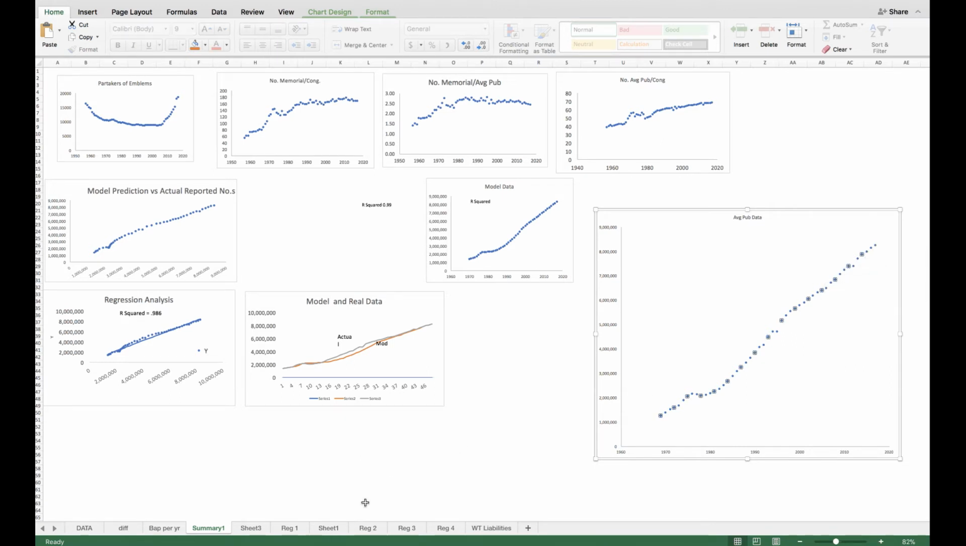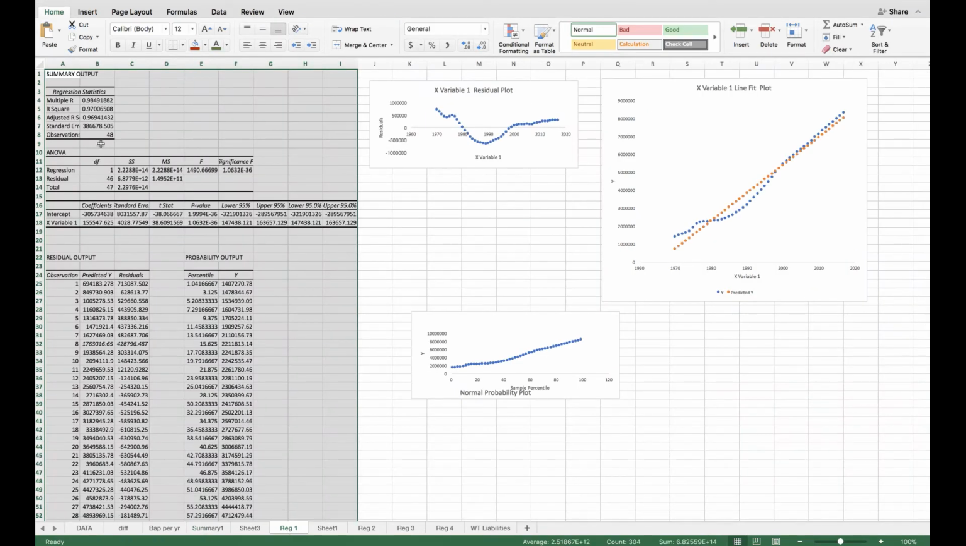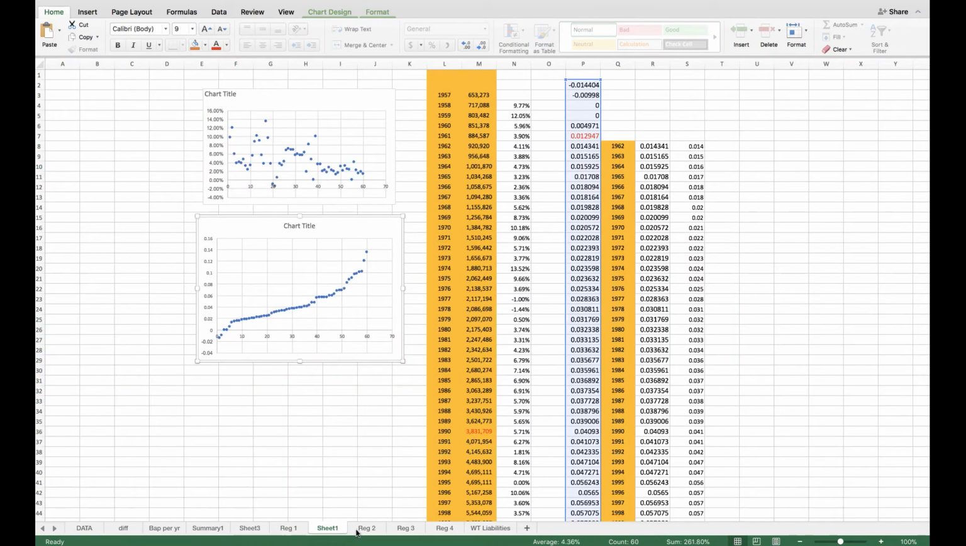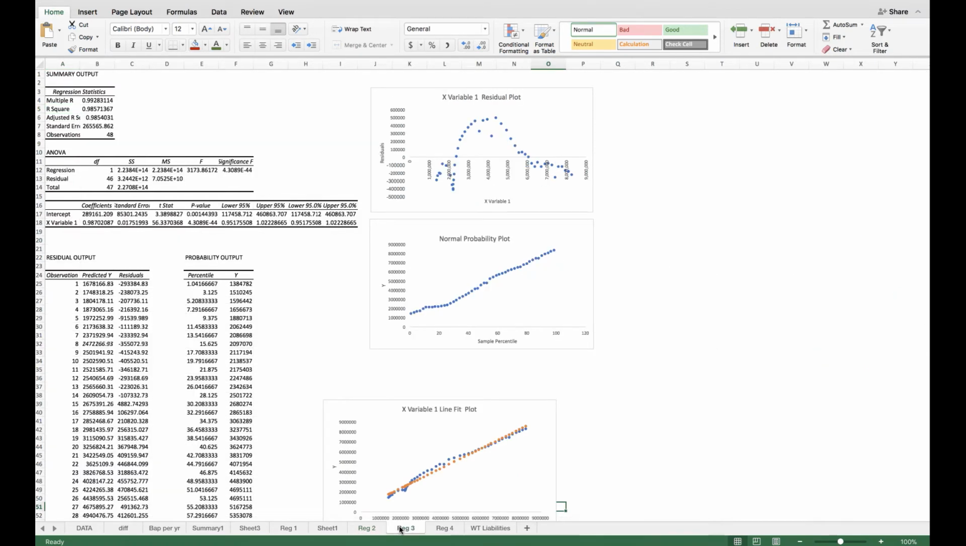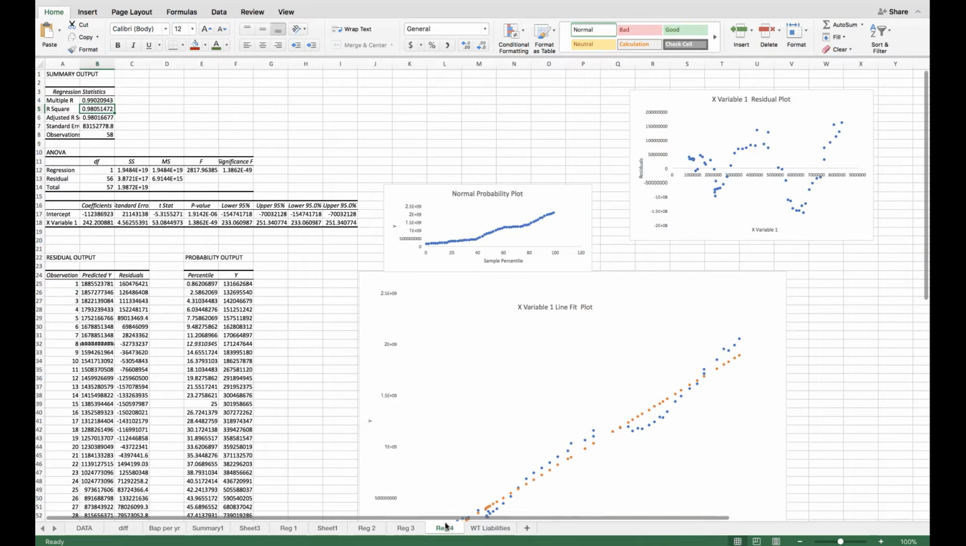I did a regression fit. I did several regression fits. And you can see here, I don't know how well you can see, but I'm getting an R squared of 0.97. Regression fit 0.987, regression fit 0.986, and another regression fit, which was 0.981.